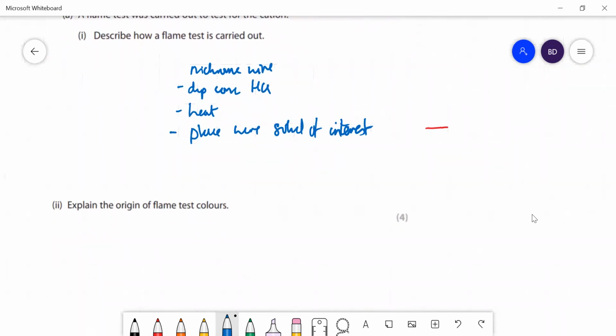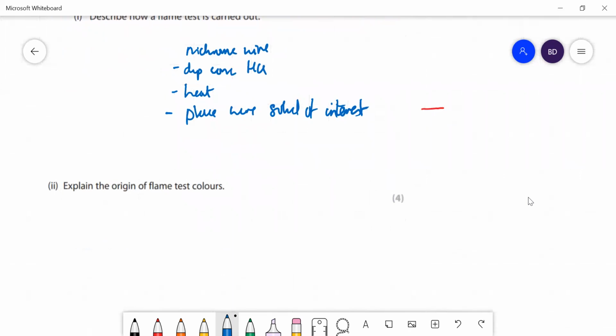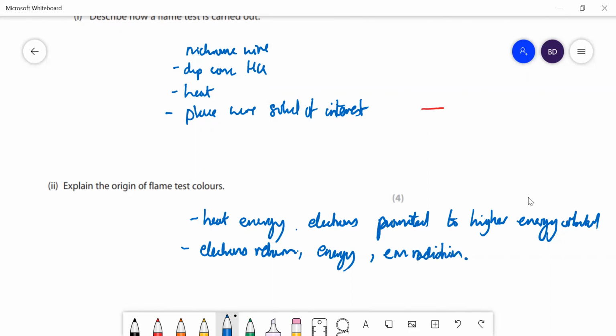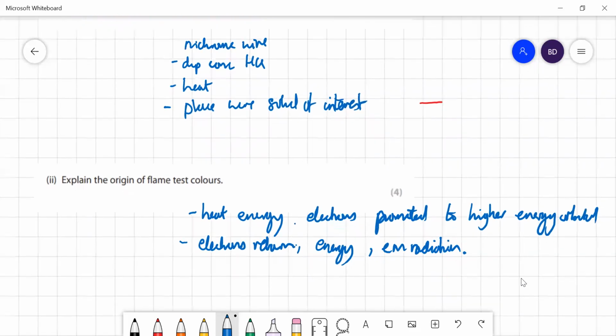Right, explain the origin of flame test colors. So what happens is the heat energy causes electrons to be promoted to a higher state, to a higher energy orbital. And then when the electrons return to the so-called ground state, to the orbital they should be in, the energy is released in the form of electromagnetic radiation. And that is what causes the color to be imparted to the Bunsen flame. The electrons go back to the ground state, releasing that energy as electromagnetic radiation.